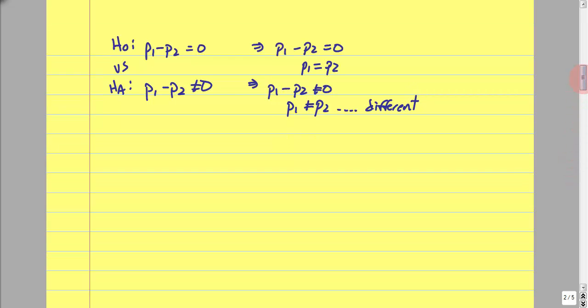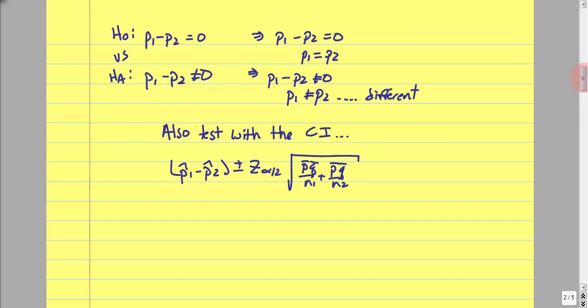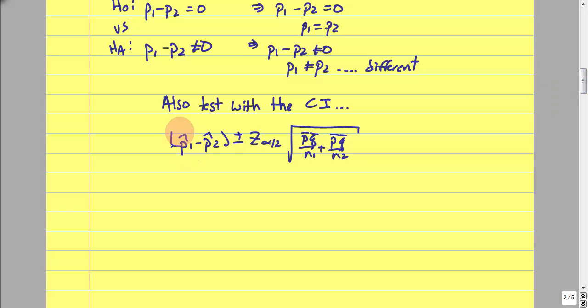For the not equal to case, we can also talk about a confidence interval. So we can also test with the confidence interval. Remember, our confidence interval was the point estimate plus or minus the margin of error. If you recall, the confidence interval is P hat 1 minus P hat 2 plus or minus our margin of error, and that was Z alpha over 2 times the square root of P bar Q bar over N1 plus P bar Q bar over N2. It doesn't really matter what this is made up of right now, just remember that it's the margin of error. I'll also show you some shortcuts on the calculator to help with these calculations. So for a confidence interval, this piece right here is our point estimate of the difference, and this is our margin of error.